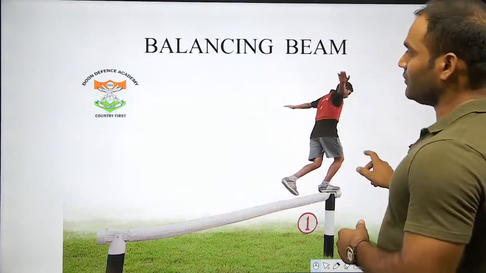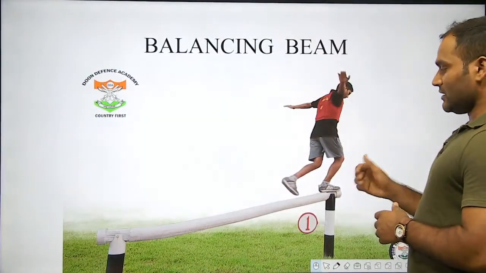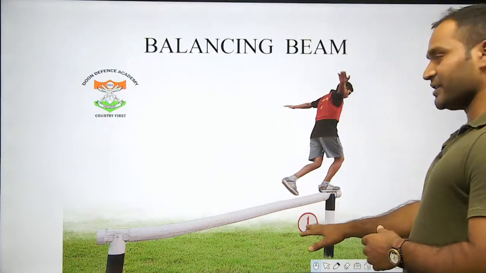So if you see how many obstacles there are, this is the first obstacle, the balancing beam, and this is a simple task. Right from here you have to come, and there you go, and there you have to jump. That gives you 1 mark.